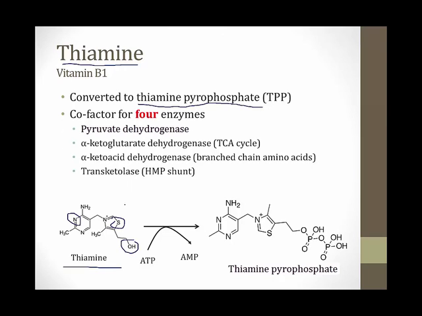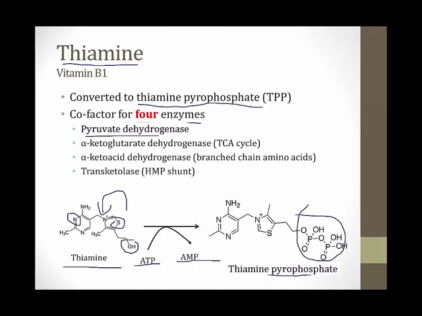As we'll see in another module, the fat-soluble vitamins are composed almost entirely of carbon and hydrogen. That is not the case for thiamine. That makes it easy to remember that it's going to be a water-soluble vitamin. Thiamine is converted to thiamine pyrophosphate by adding 2 phosphate groups that come from ATP, and in the process ATP is converted to AMP. And thiamine pyrophosphate is a cofactor for 4 important enzymes.